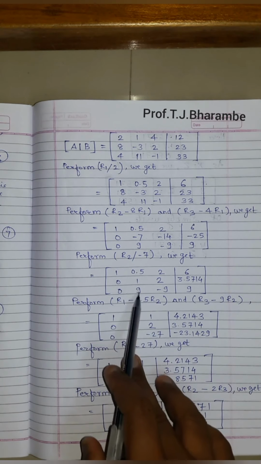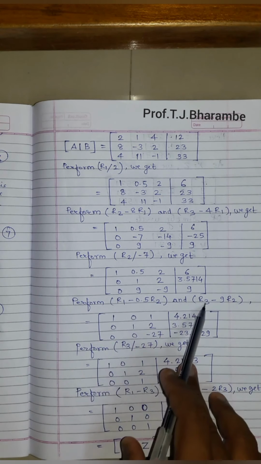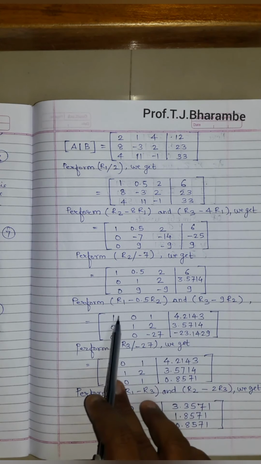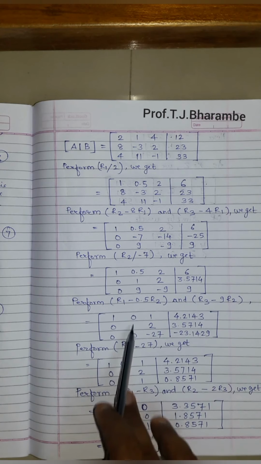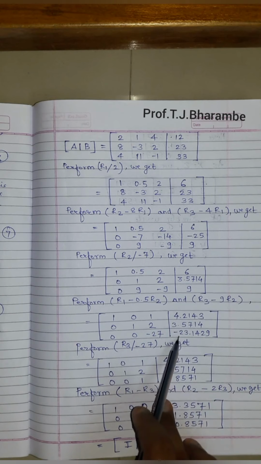Similarly, we have to make this 0. So R3 minus 9 R2. After applying this, only R1 and R3 will get changed. After applying this, it has become 0. Similarly, these two terms have also changed.